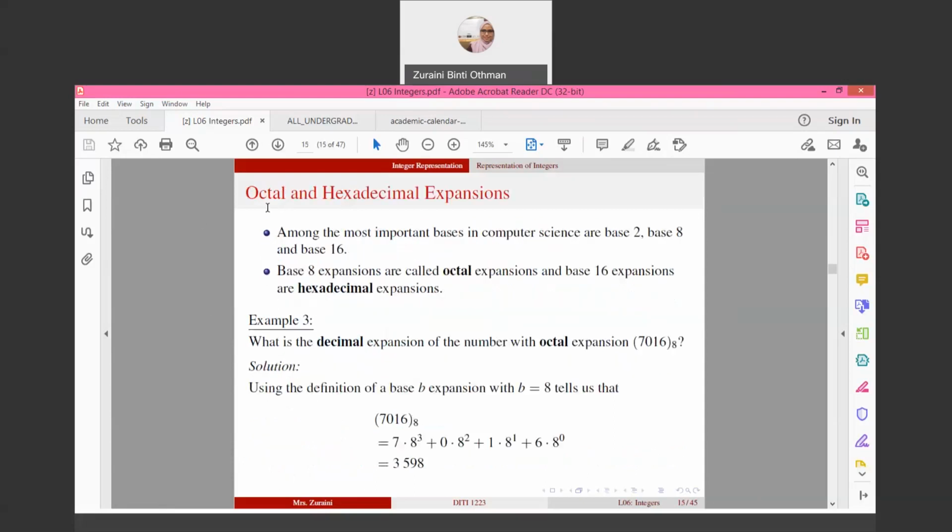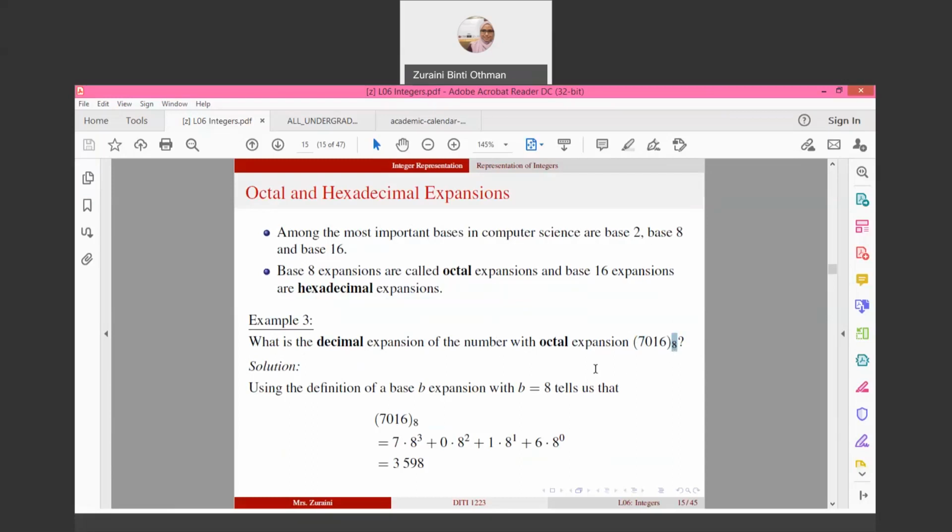Okay, so for octal and hexadecimal expansion, among the most important bases in computer science are base 2, base 8 and base 16. Base 8 expansion are called octal and base 16 expansion are hexadecimal expansion. Example 3 here, what is the decimal expansion of the number octal? Okay, this is the octal number. We can find the notation that represents the octal, yang subscript yang kecil tu 8. 8 means that this is in octal punya base, which is base 8.